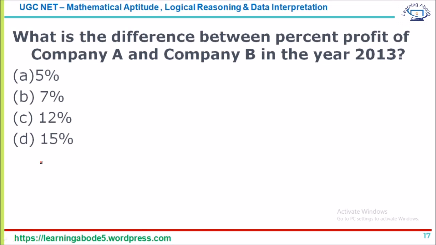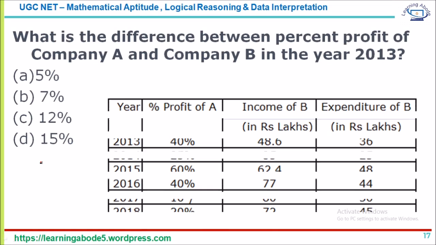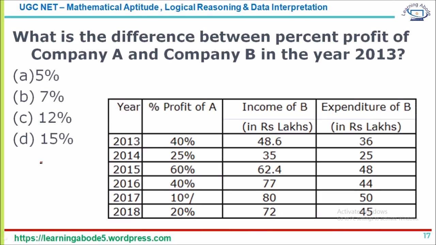Now, what is the difference between the percentage profit of company A and company B in the year 2013? The percentage profit in company A is 40% in 2013. Now for company B we have to find out. How to calculate the percentage profit? That is 48.6 income minus expenditure upon expenditure into 100. So that leads to a difference of 12.6 by 36, into 100.